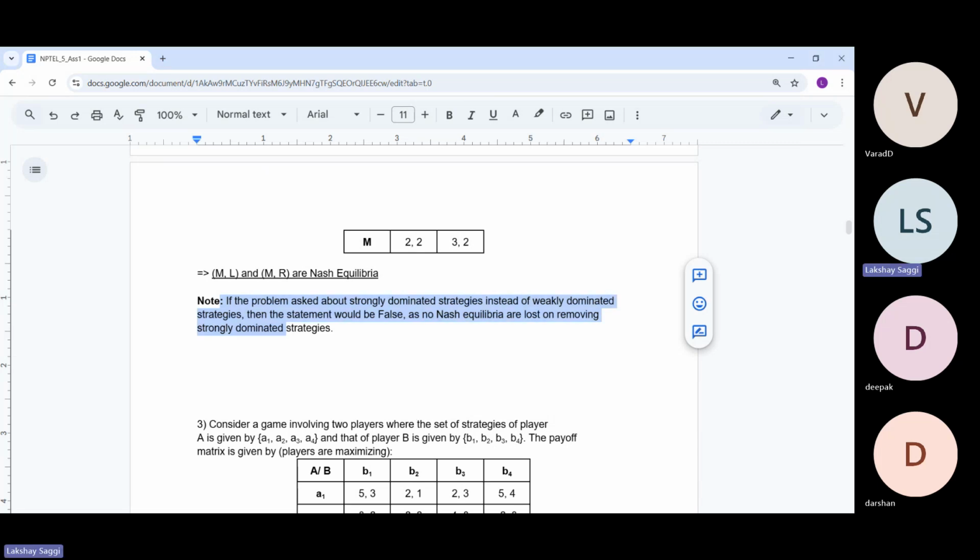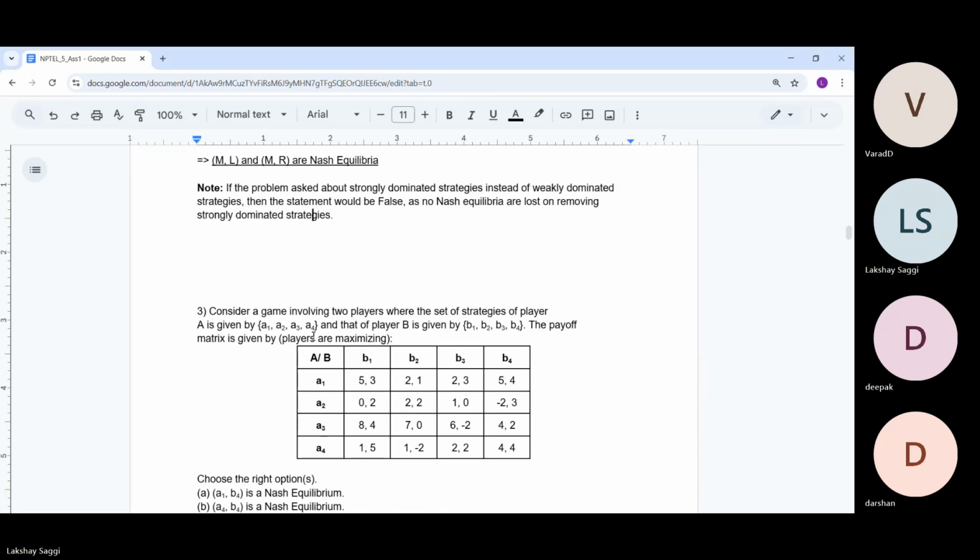Okay, so now maybe we can move on to the third question.